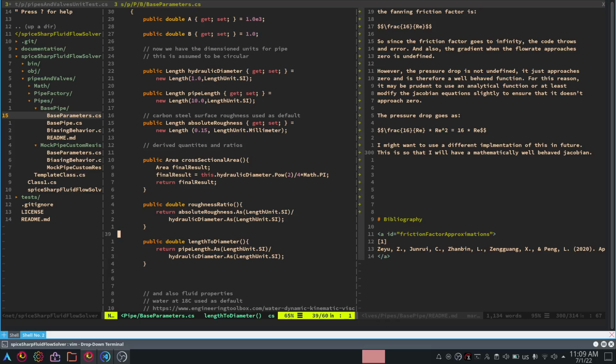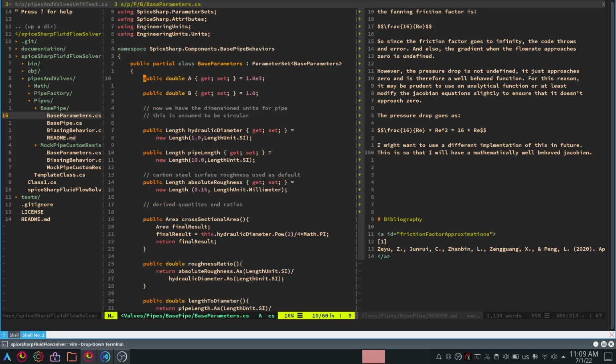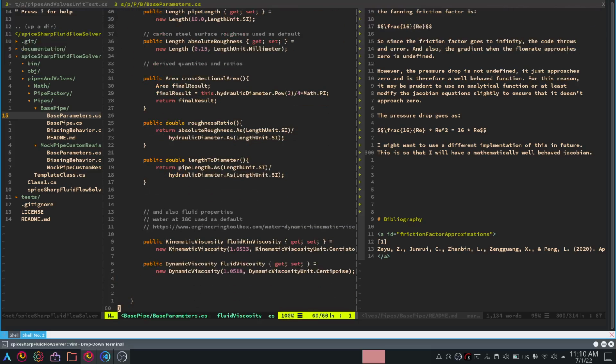Whenever I have dimensionless quantities, I will use the double for them. Otherwise, as far as possible, I will try to use these EngineeringUnits to make sure that I don't have careless mistakes.